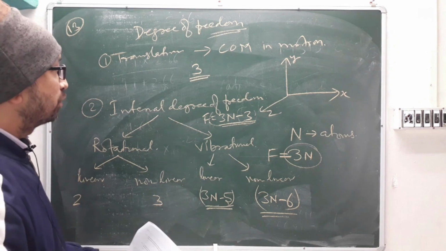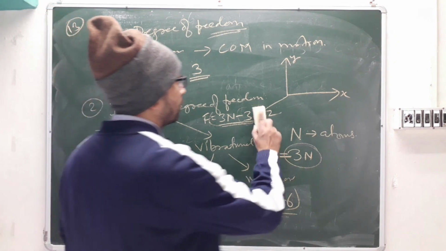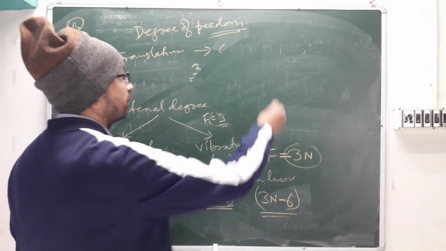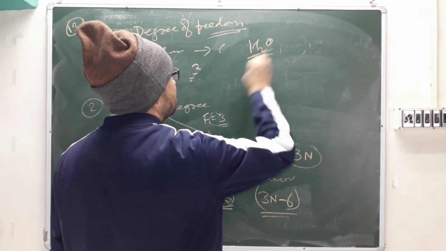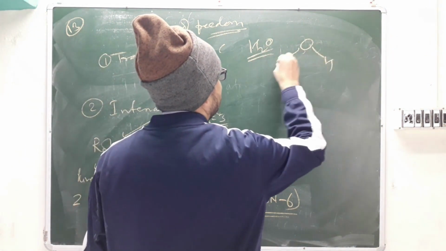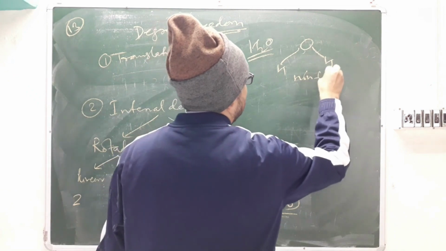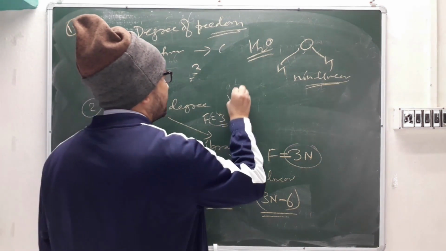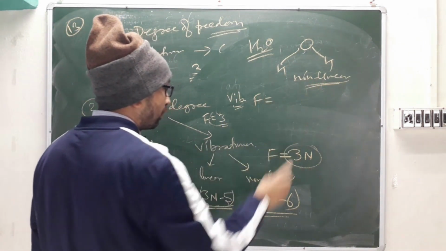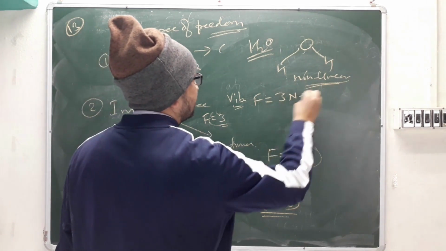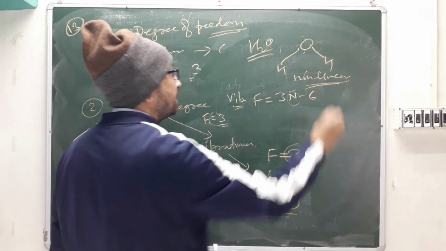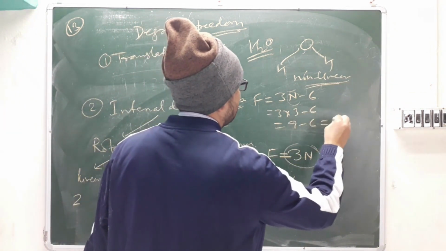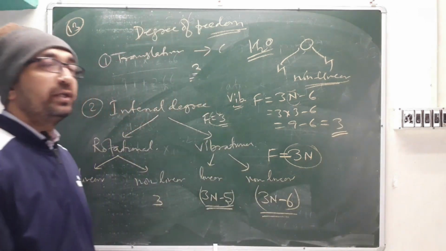Now we'll see 1 or 2 examples and then go directly to our problem. Suppose you are calculating for the H2O molecule. We know that H2O is non-linear, so just write it down, non-linear. They are asking the number of vibrational degrees of freedom. For non-linear, it will be 3n minus 6. And what is n? Here we have 3 atoms, right? So it will be 3 into 3 minus 6, which is 9 minus 6, so 3. So it will have 3 vibrational degrees of freedom.